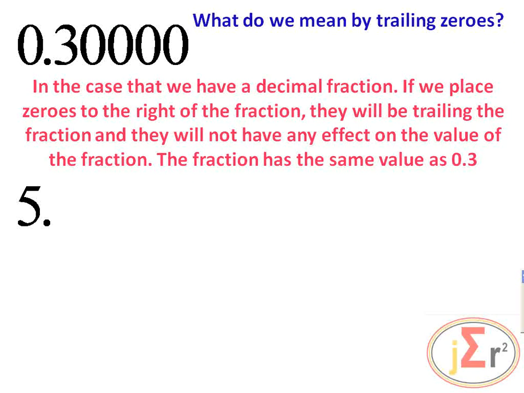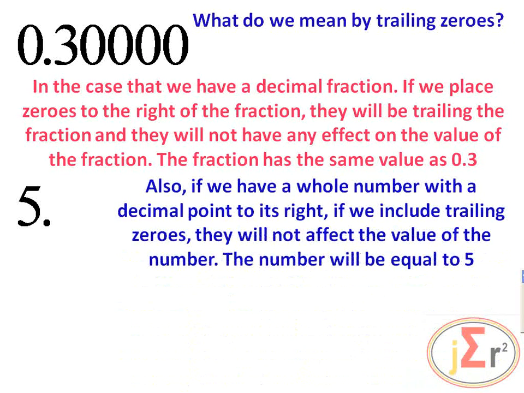What about this one? Also, if we have a whole number with a decimal point to its right, if we include trailing zeros, they will not affect the value of the number. The number will be equal to 5. So it does not matter how many trailing zeros we have after that point, it will not affect the value of the 5.